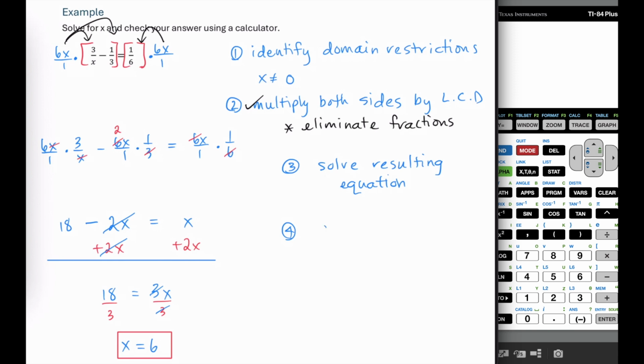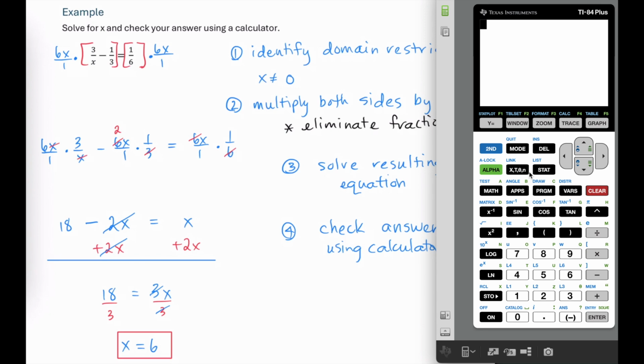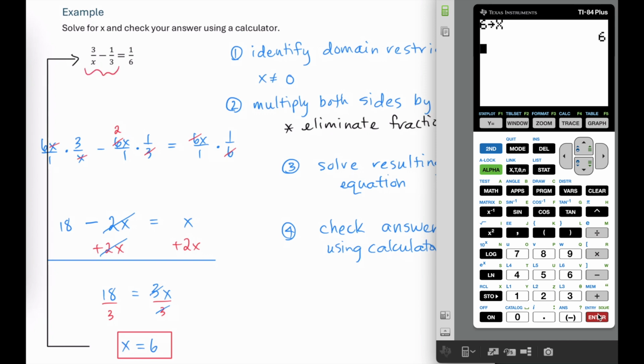The last thing that we want to do is check the answer, and we'll check using a graphing calculator. So we come over to our graphing calculator, we'll take our solution of 6 and we're going to store that into the x variable and then hit enter. And then we want to take that 6 and plug it back into the original equation, first plugging it into the left-hand side and then comparing that output with what we get from the right-hand side. So on the left-hand side we have 3 divided by x.